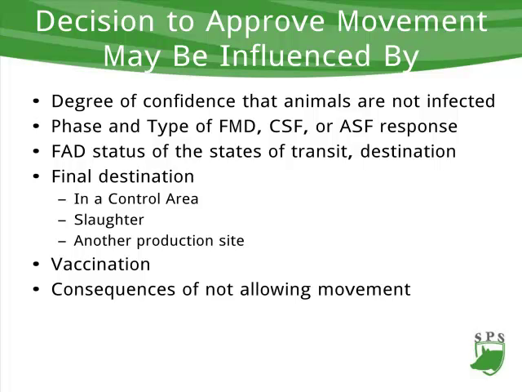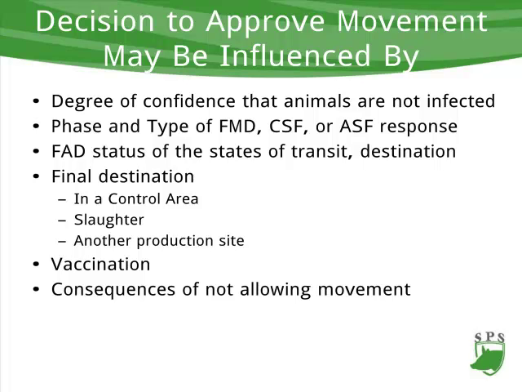Again, the phase and types. Is it a smaller outbreak or is it one that's affecting several states? What is the status of the destination state, or are there states in between that these shipments would be crossing that are also not infected? What about the final destination? Is it a control area? Are the animals going to slaughter? Maybe they'd be more likely to issue a movement permit for animals going to a packing plant than they would for animals going to another site of production. Are we going to have the tool of vaccination, and how is that going to change things at that time?